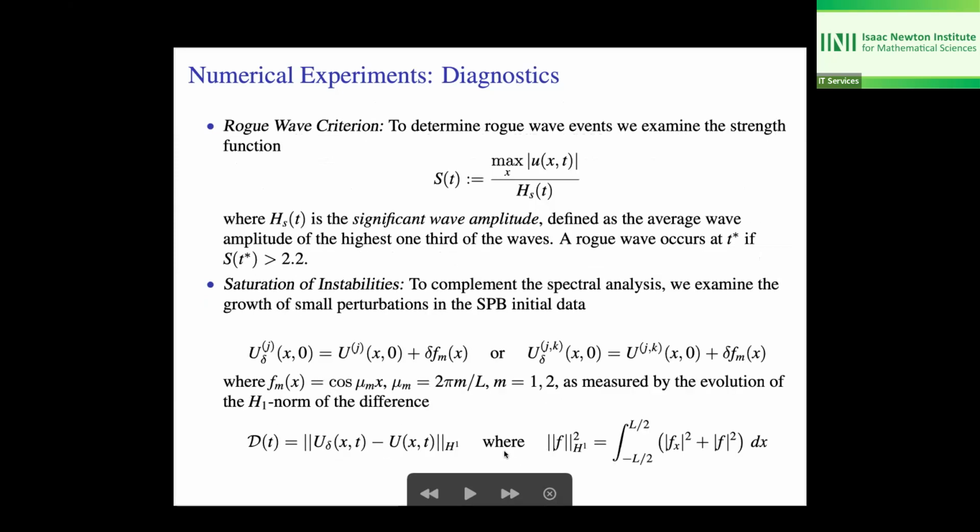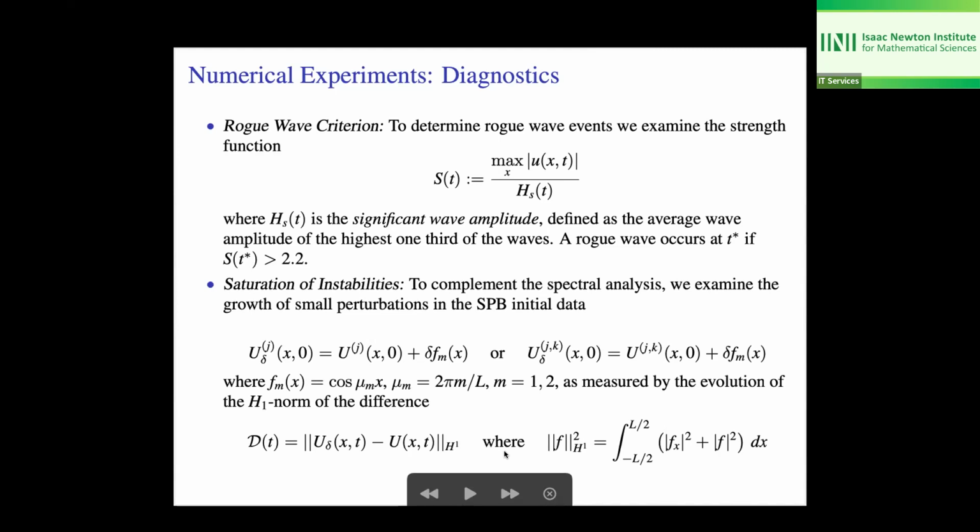Several other diagnostics are used. We are looking at the rogue wave criterion. To determine rogue wave events, we examine the strength function S, the ratio of the maximum in x at time t of the amplitude u over the significant wave amplitude H sub s. The significant wave amplitude is defined as the average wave amplitude of the highest 1/3 of the waves. And so a rogue wave occurs at T star if S of T star is greater than 2.2.